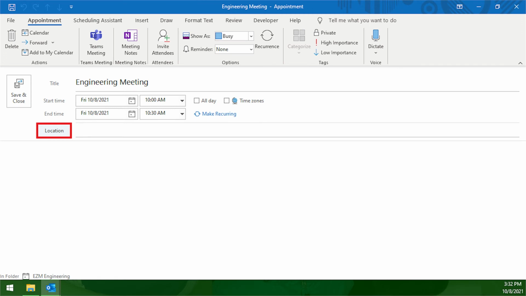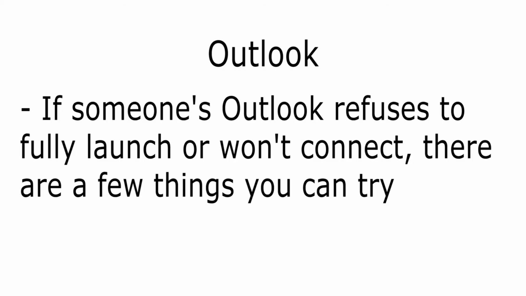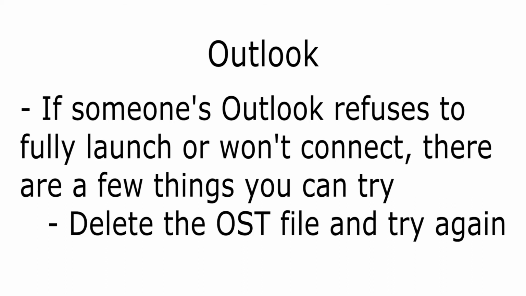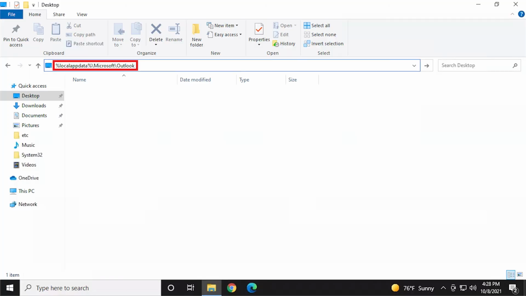Now let's talk a little more about Outlook in conjunction with Exchange or Microsoft 365. If someone's Outlook refuses to fully launch or won't connect, there are a few things you can try. Delete the OST file and try to launch Outlook again. Remember, this is only an offline cache and won't affect any mail in the cloud if you delete the file. The OST file can be found in %localappdata%\Microsoft\Outlook.